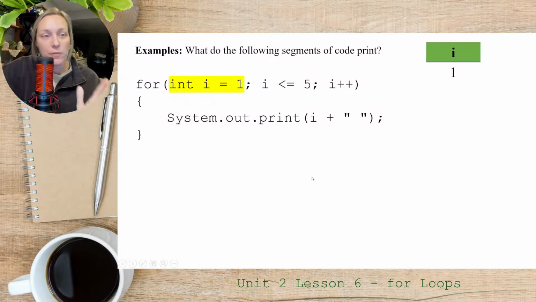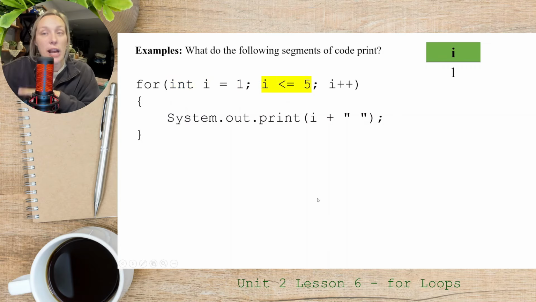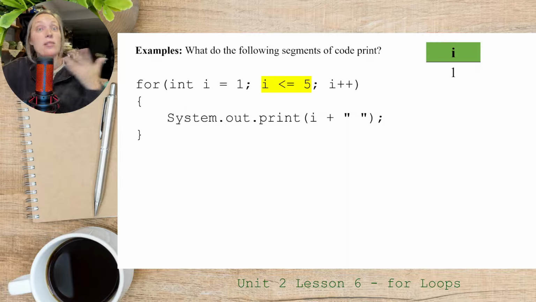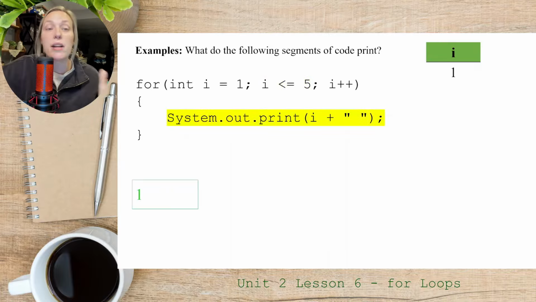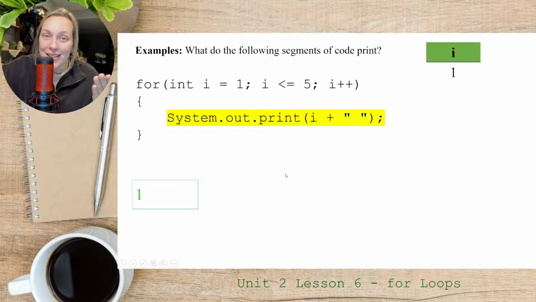So what happens first is the initialization happens first. So I is created, it gets the value of 1. Next, we check the condition. Is I less than or equal to 5? Right now it is, 1 is less than or equal to 5. So that means we're going to run our print statement. It says print I plus a space after it. So I is currently 1. We're going to print 1. And then all of our statements, there's only one of them, but the statements are done inside the for loop.